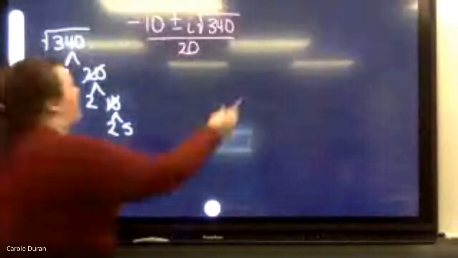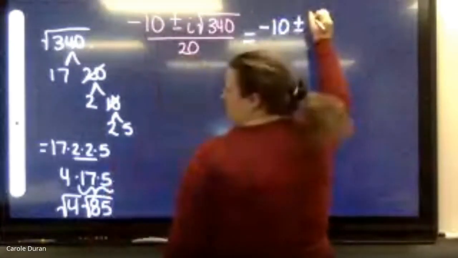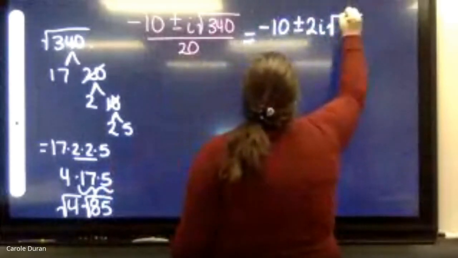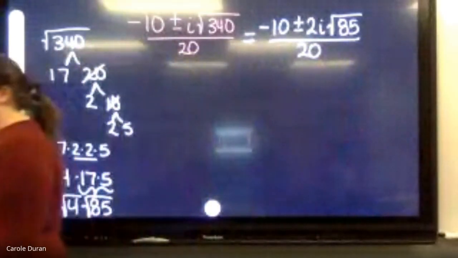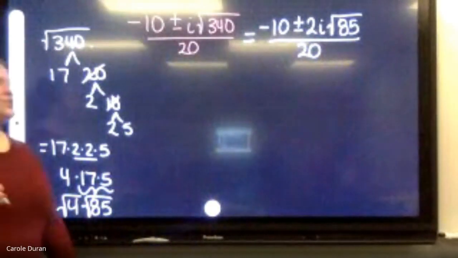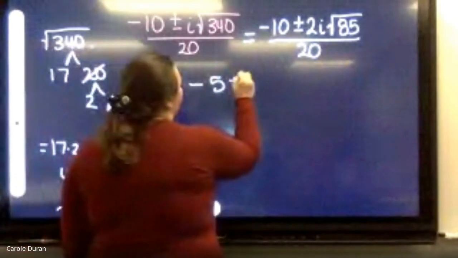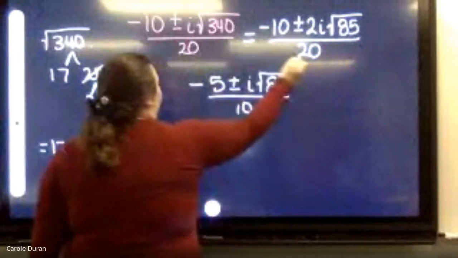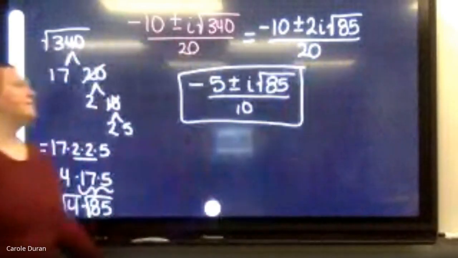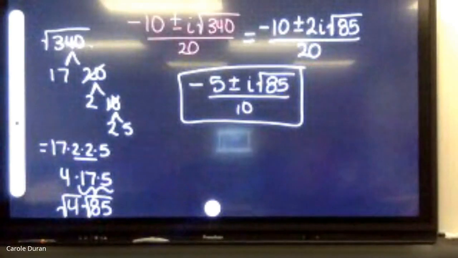So I come back here and I have negative 10 plus or minus 2i square root of 85 over 20. Take 2 out of all the numbers. I can take a 2 out of everything, and I'm left with negative 5 plus or minus i times the square root of 85 all over 10. And that's my final answer. How do we feel about that? Okay. I think I'm picking up what you're putting down. Sweet. That's what I like to hear.